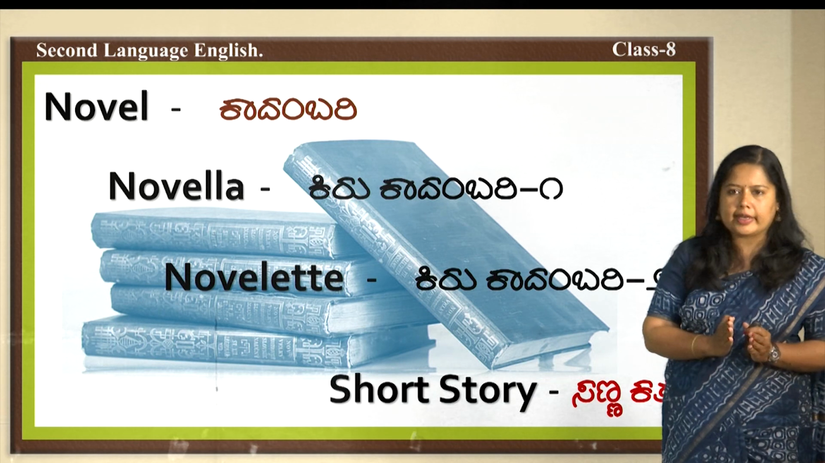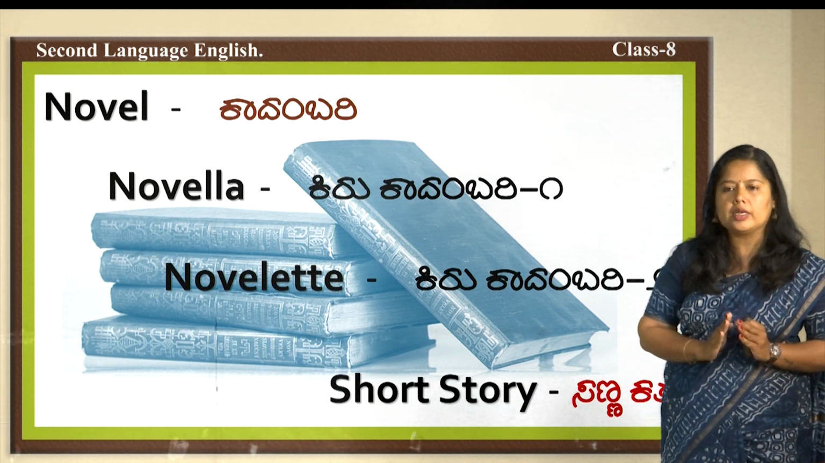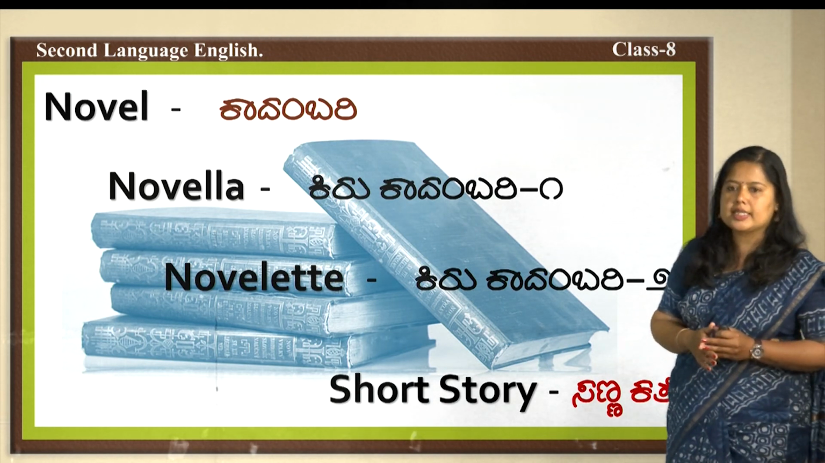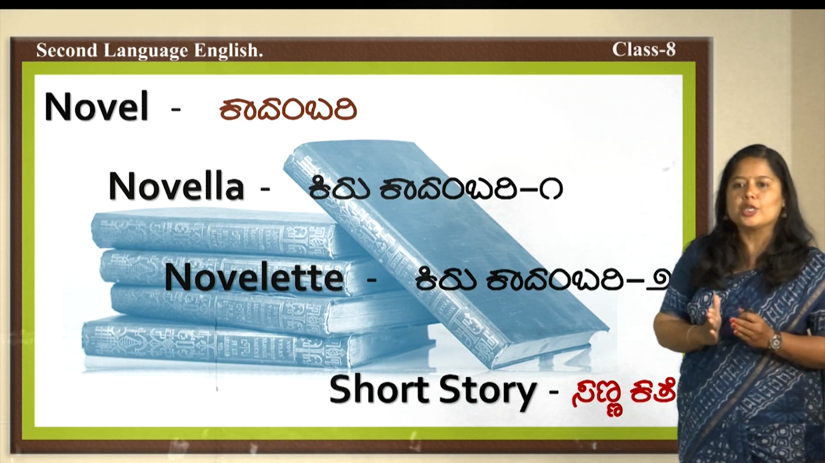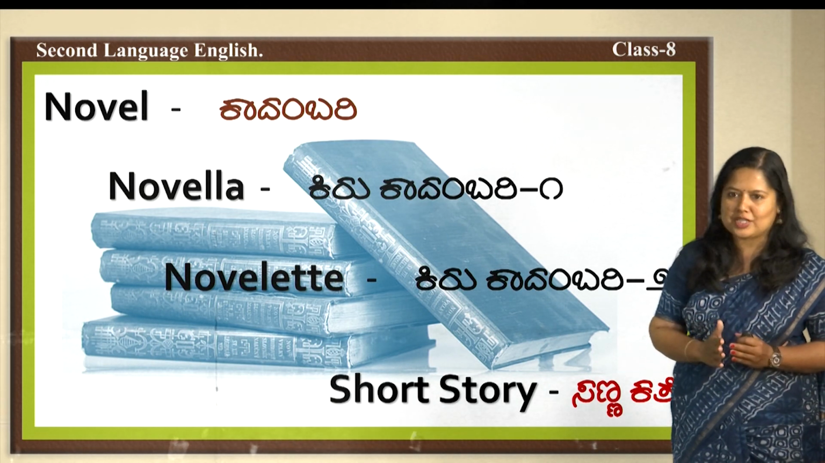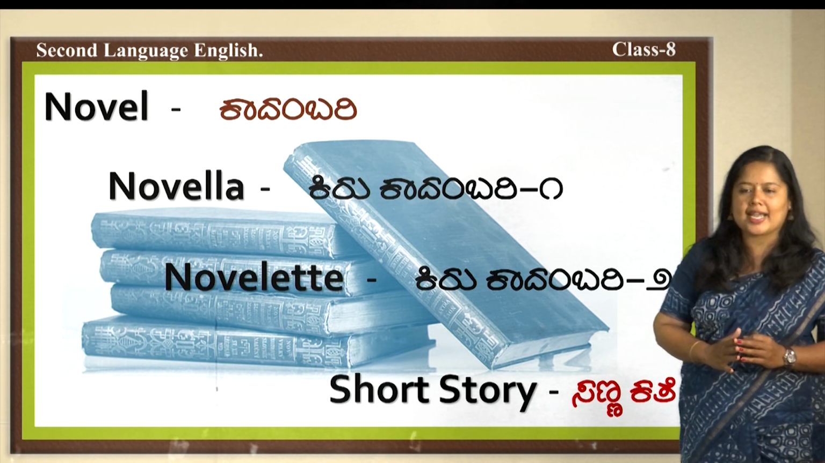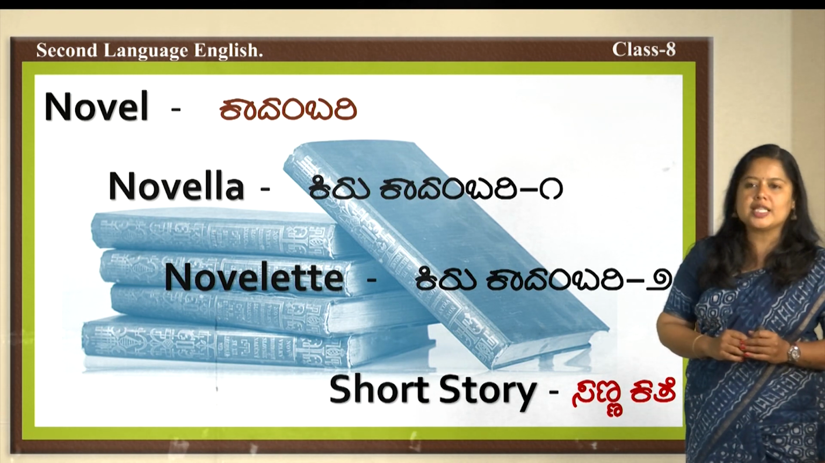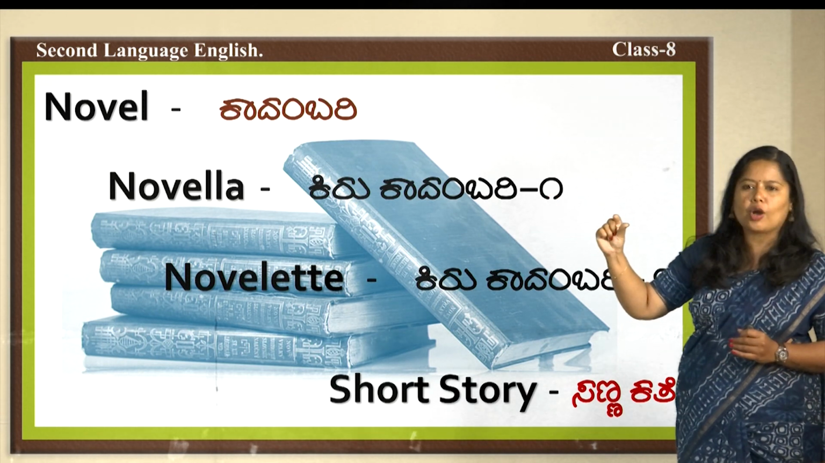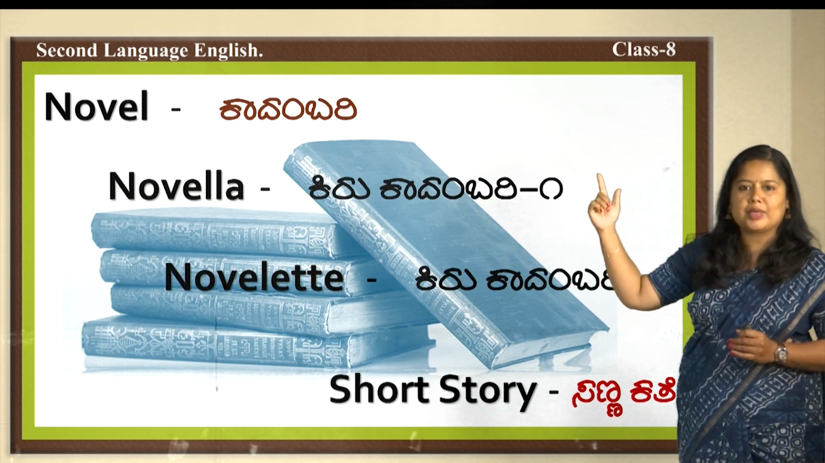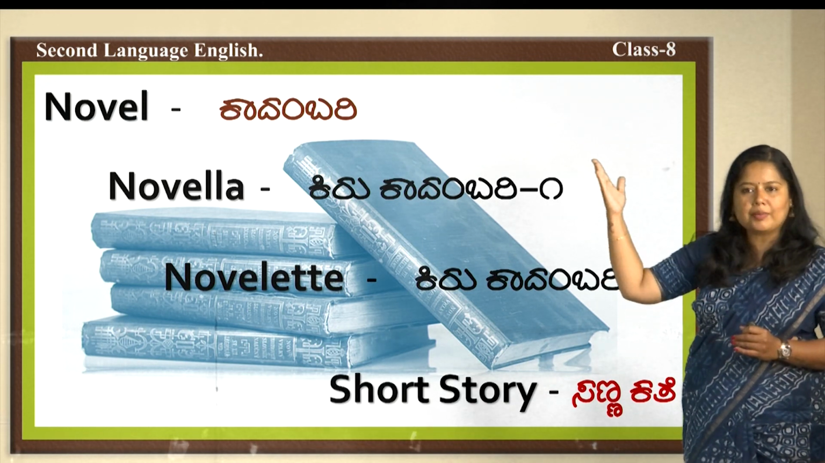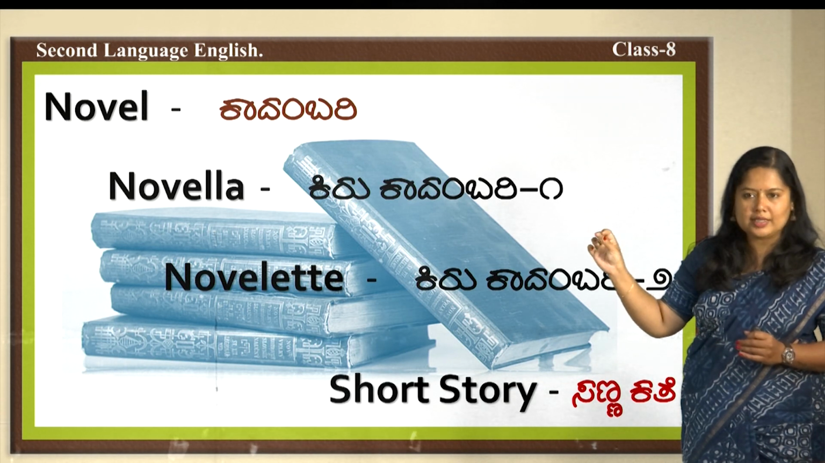A novella is shorter than that, where around 20,000 to 40,000 words are used, and this is an approximation of words used in a book. It need not compulsorily have that many words, but normally it is said if a book has 20,000 to 40,000 words, that is a novella, kind of a short novel. A novel is Kadambari, a novella can be called a Kiru Kadambari. Kiru Kadambari andre Kadambariya hage inna adakkinta solpa chikkadu.